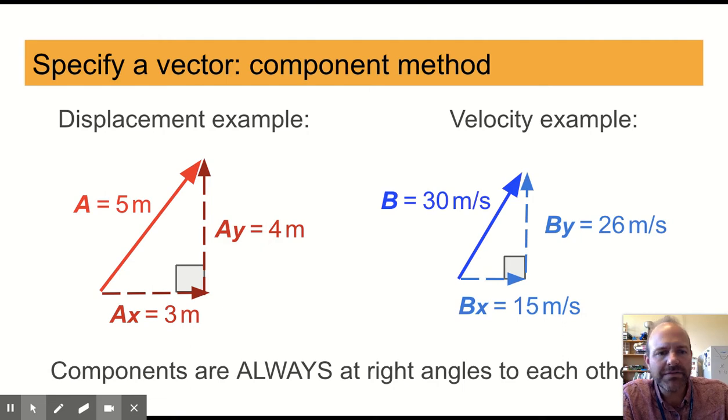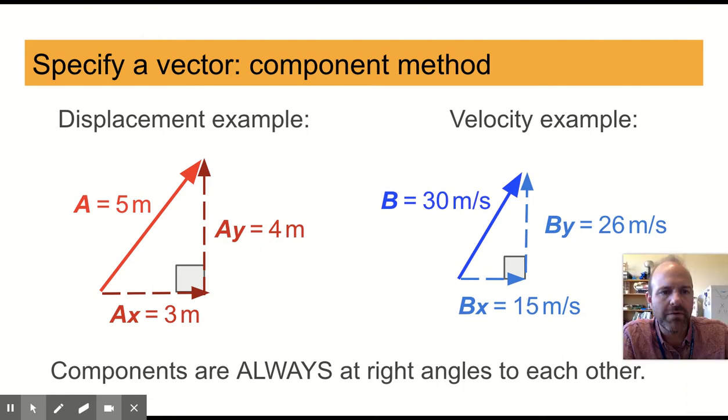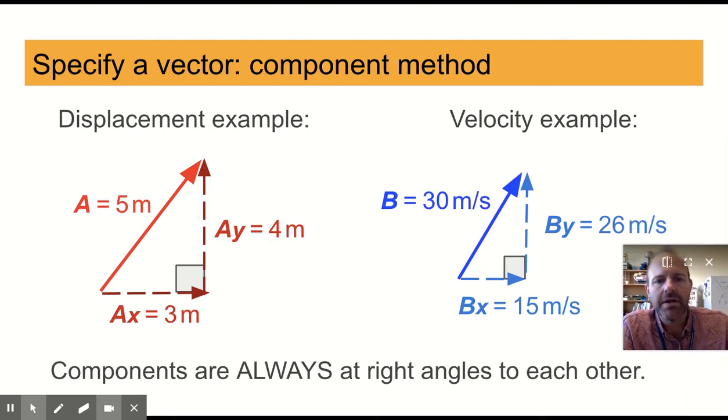When we specify a vector, we can also use the component method. Instead of talking about the total magnitude, like 5 meters or 30 meters per second, we could talk about the x and y pieces of it. This vector A is 3 meters in the x and 4 meters in the y, 5 meters total. It forms a nice little right triangle. This is Mr. Graham's favorite right triangle, the 3, 4, 5 right triangle.